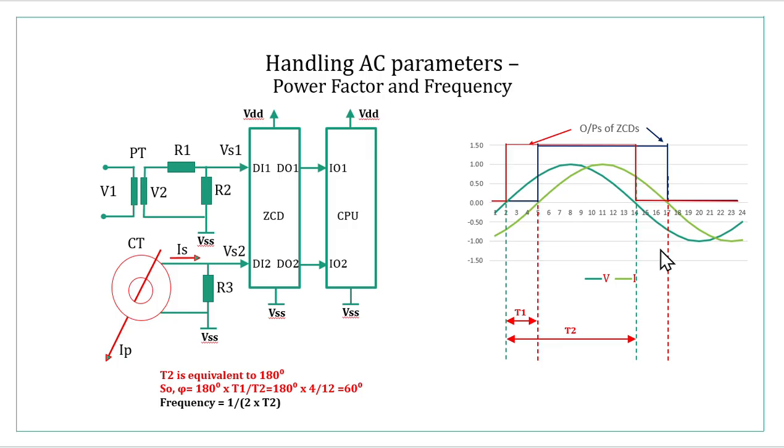So you have another square wave, and this is related to the current waveform. It means if I can measure this time between this and this, then I know the delay between voltage and current. If I know the delay between them, and if I know the frequency, I can straight away find out the angle phi and therefore cosine of phi, right?